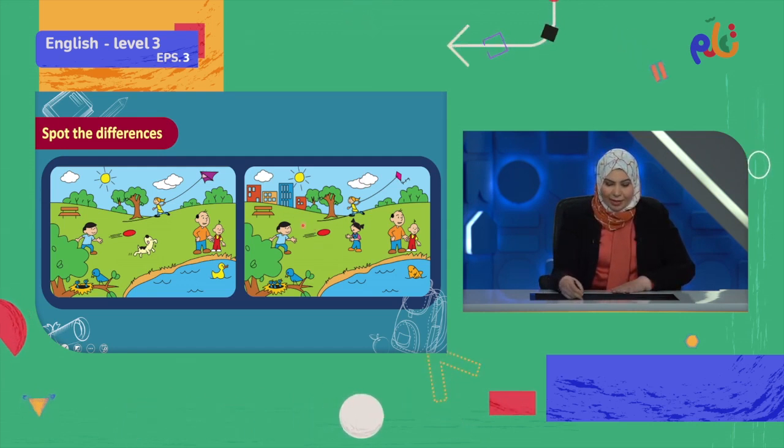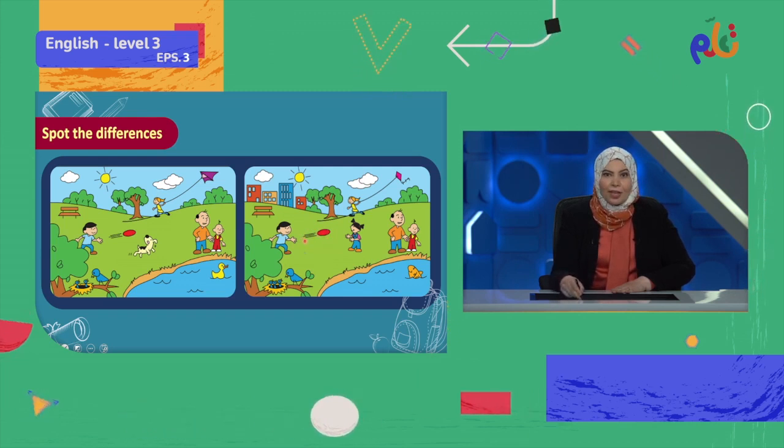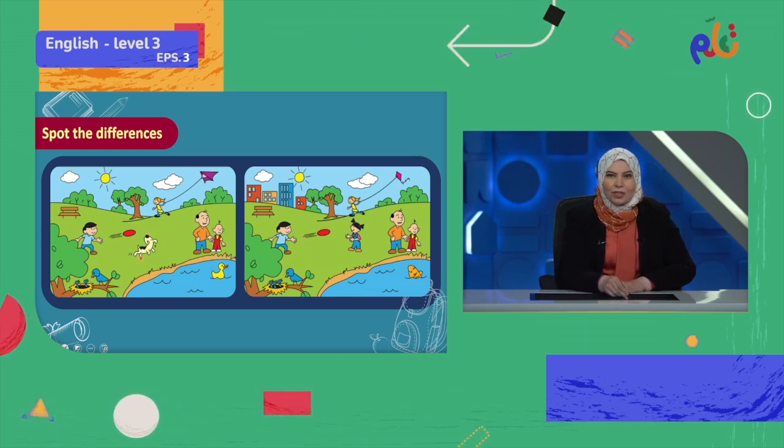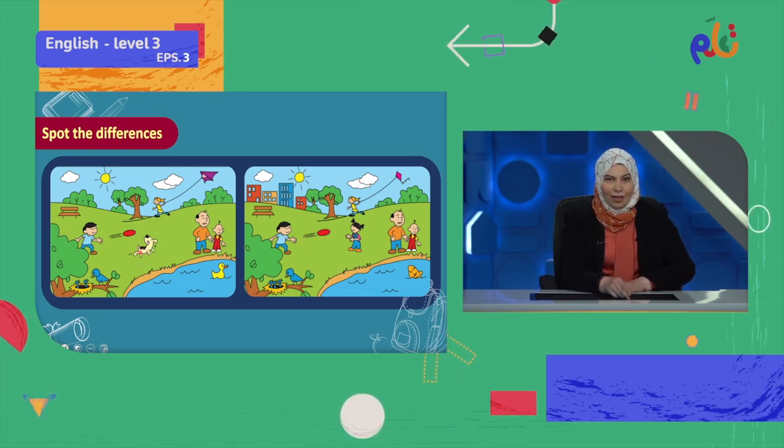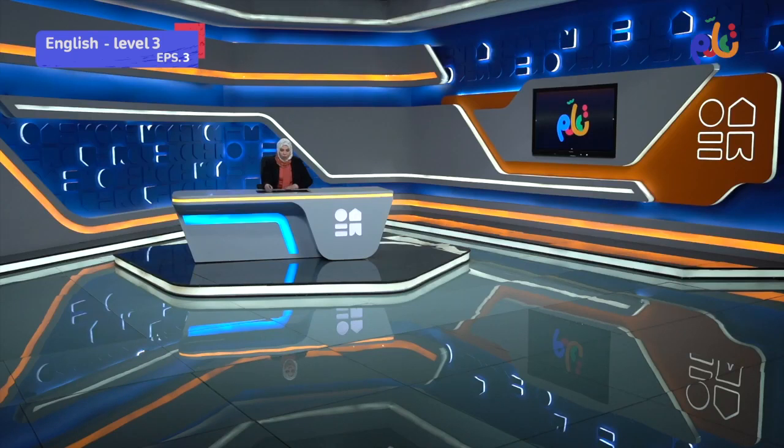Anything else that we can see? Yes, we have another difference here. In the first picture, we have nothing. But in the second picture, we have a dog playing with the boy and the girl. So there is no dog here, but there is a dog here.